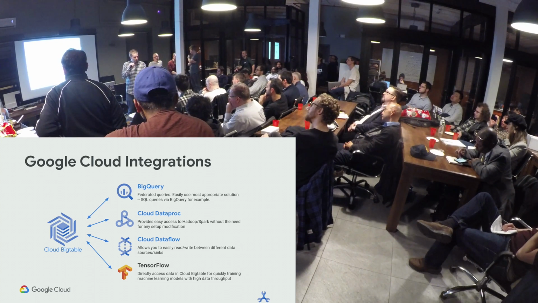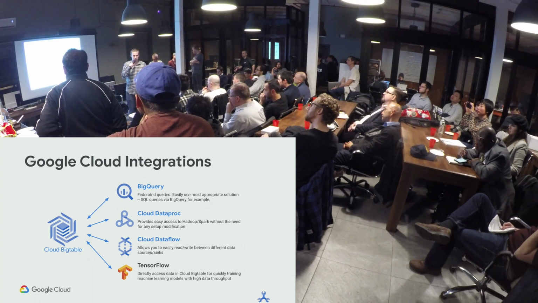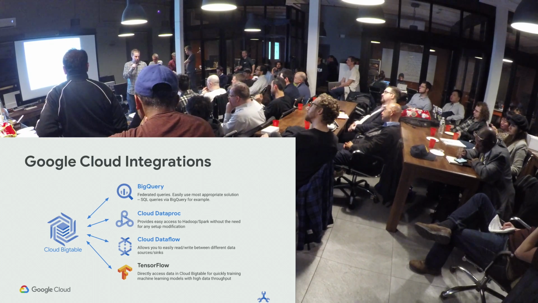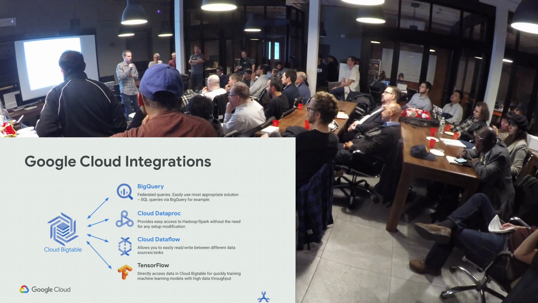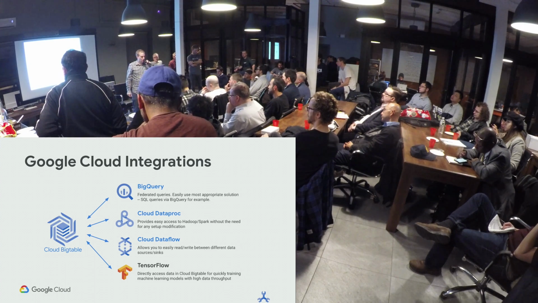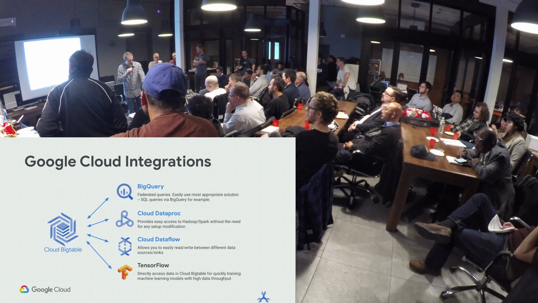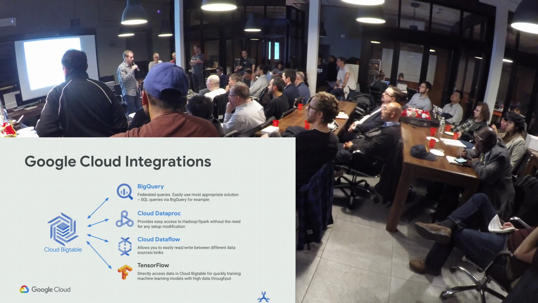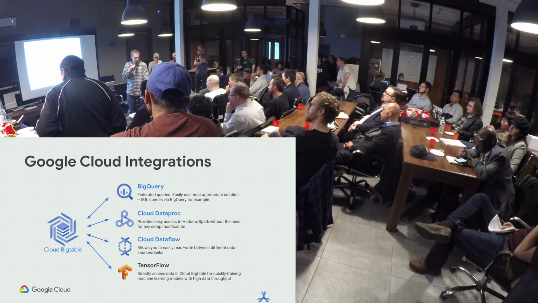In terms of integrations with other Google Cloud products, BigQuery certainly is a very popular data warehouse that we play nicely with. Cloud Dataproc is Google's hosted Hadoop and Spark product. If you happen to have heard of Dataproc, not a lot of people have, I don't think, who I've come across. Dataflow is basically very well suited for building pipelines and shipping data back and forth between various Google products, and a TensorFlow integration as well.